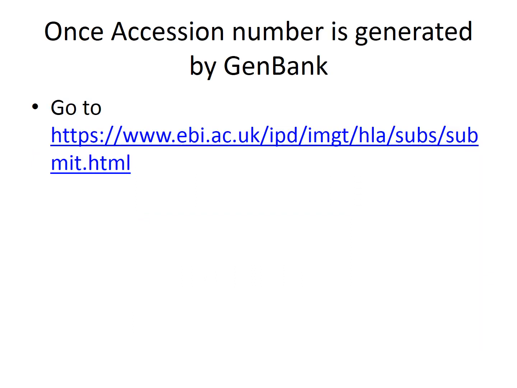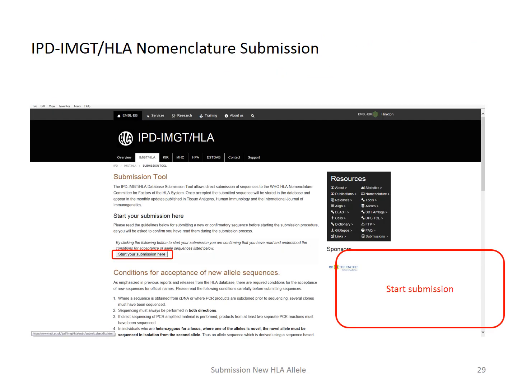Once you upload, your GenBank will generate for you an accession number. When you receive the accession number, you need to go to naming, and this is called nomenclature submission. By clicking on the link, so click on start your submission.